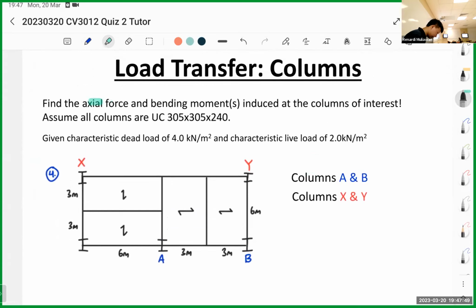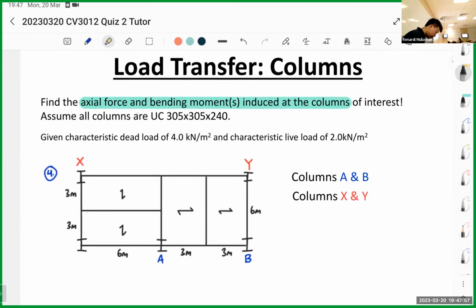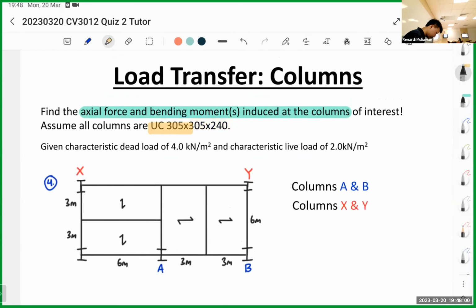Find the axial force and bending moment induced at the columns. So the question is simple. Basically, find the loading on the column. All columns are this size, 305, 305. So first things first, I'll use my book to find the size first. I forgot to put it inside the question. You can practice finding the size also. So UC is 305, 305, 240.